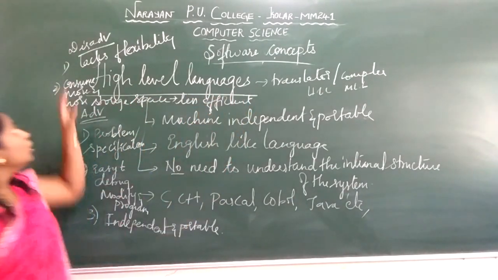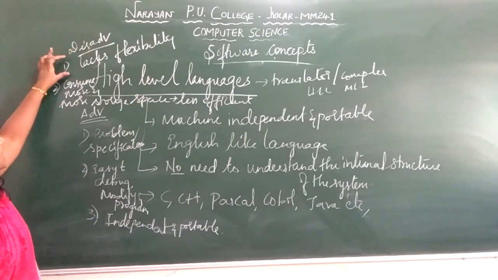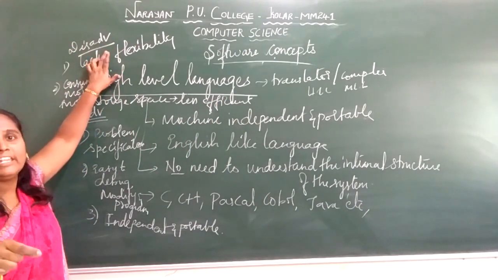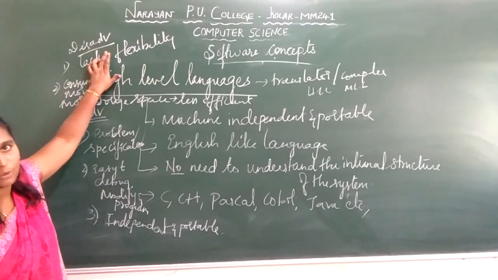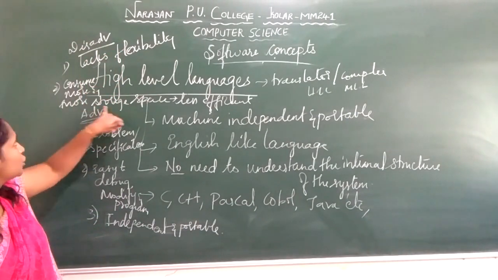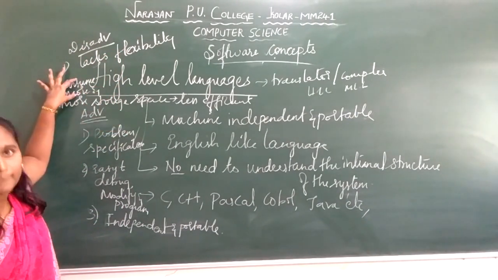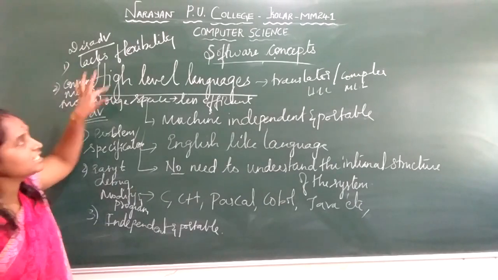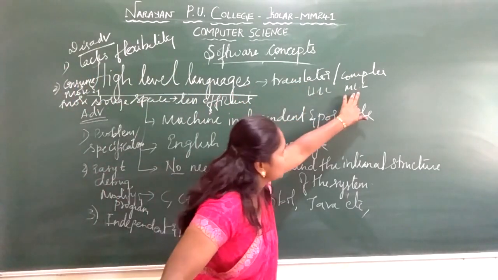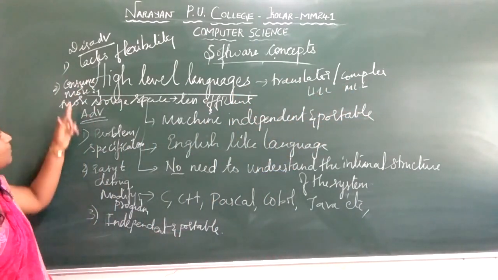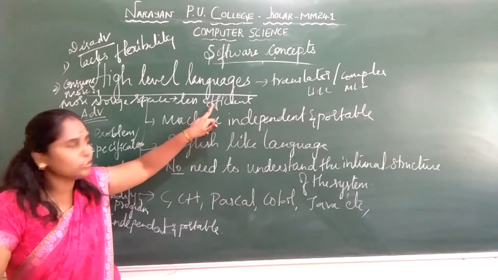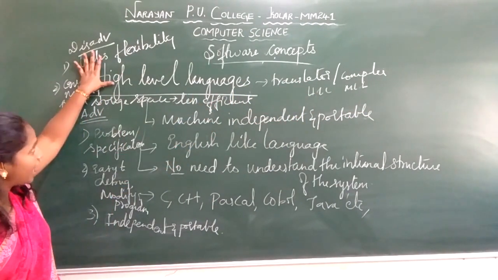So once again I am telling, the disadvantage of high level language is lack of flexibility, because the features designed in your high level language do not come under the control of your programmer, and it consumes more time as well as storage. Since it requires translation into machine language, it takes more time and more storage. So this leads to less efficiency. The performance is reduced. So these are the disadvantages of high level language.